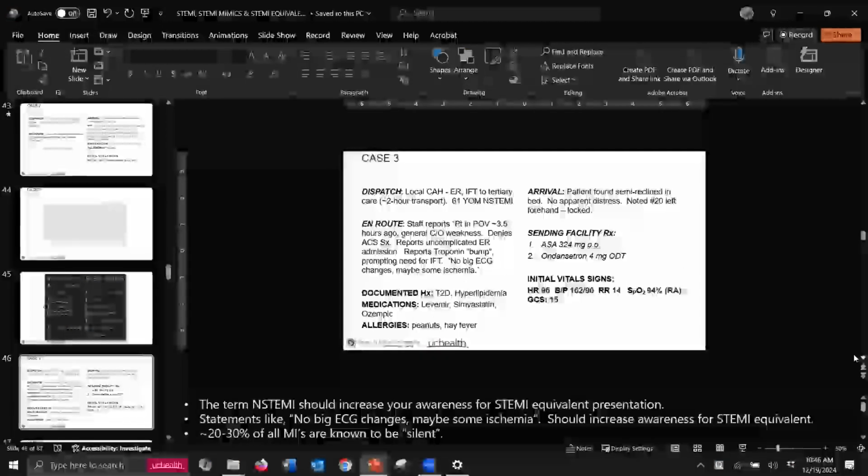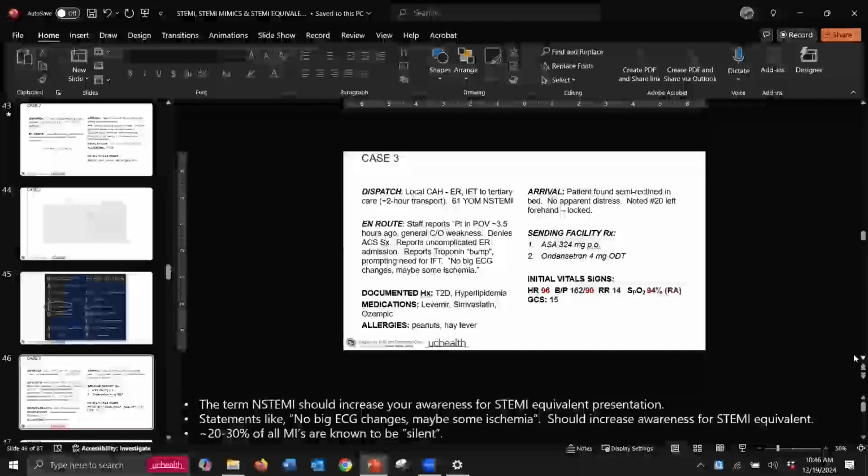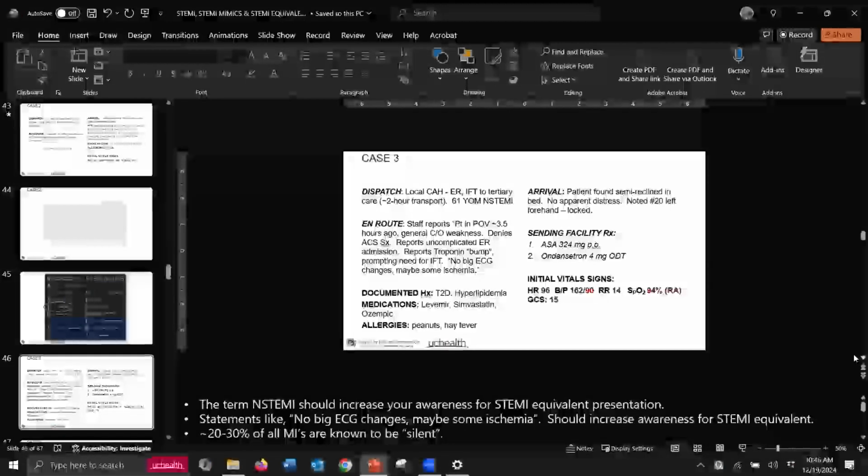Case 3, local community access hospital. Let me zoom in on this a little bit. IFT to a tertiary care about 2-hour transport, 61-year-old in STEMI. En route dispatch reports patient in POV about 3.5 hours ago. General complaint of weakness, denies ACS symptoms, no chest pain, shortness of breath. Reports uncomplicated ER admission, troponin bumped, prompting the need for an IFT. So you're taking this young individual for cardiovascular consult because their troponin hiccuped. Okay, cool. We do that all the time.